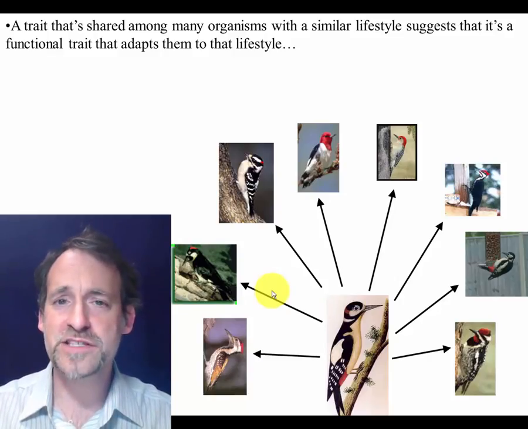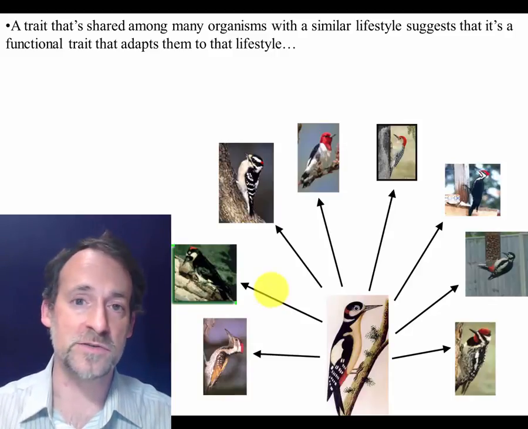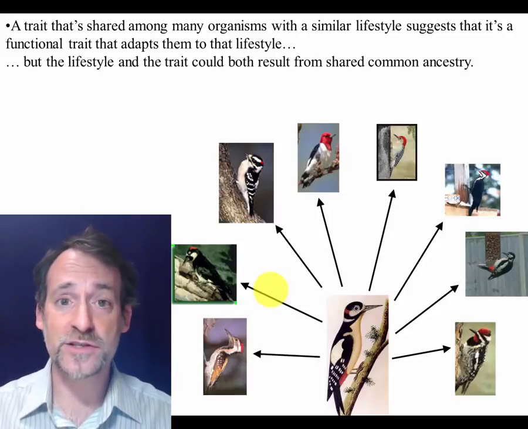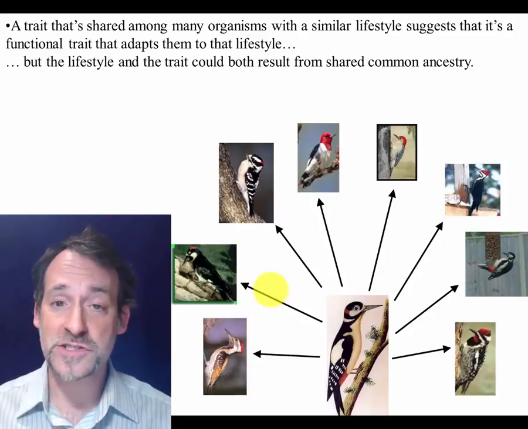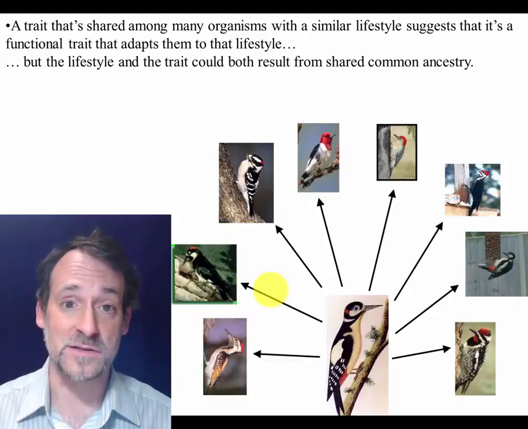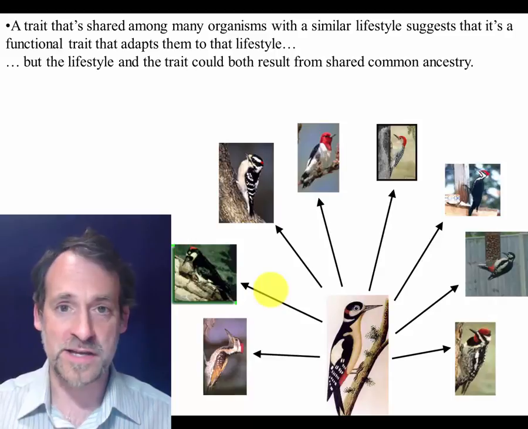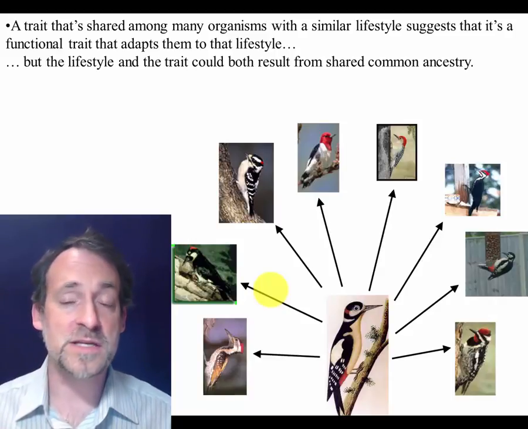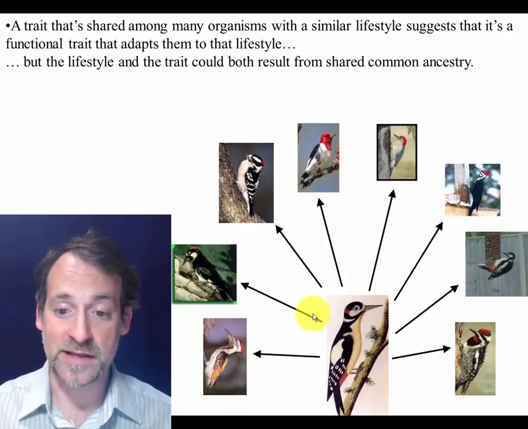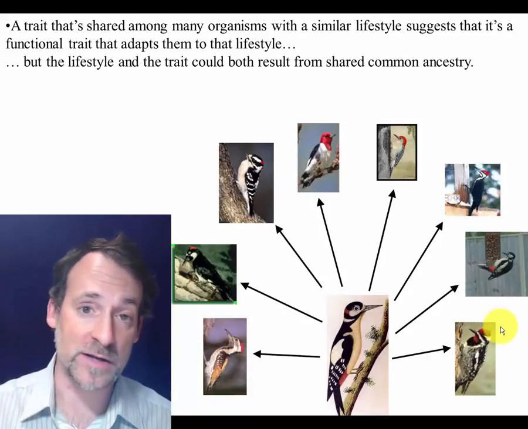Okay, so a trait that's shared among many similar organisms may be related to the similarities in their lifestyle, but it also could be that the lifestyle and the trait are traveling together just because they were inherited from the same common ancestor. In which case, the fact that red and white and black are found together with the woodpecker lifestyle might be nothing more than a coincidence. If this primordial woodpecker had been yellow and purple, what we might see today are a bunch of yellow and purple woodpeckers.